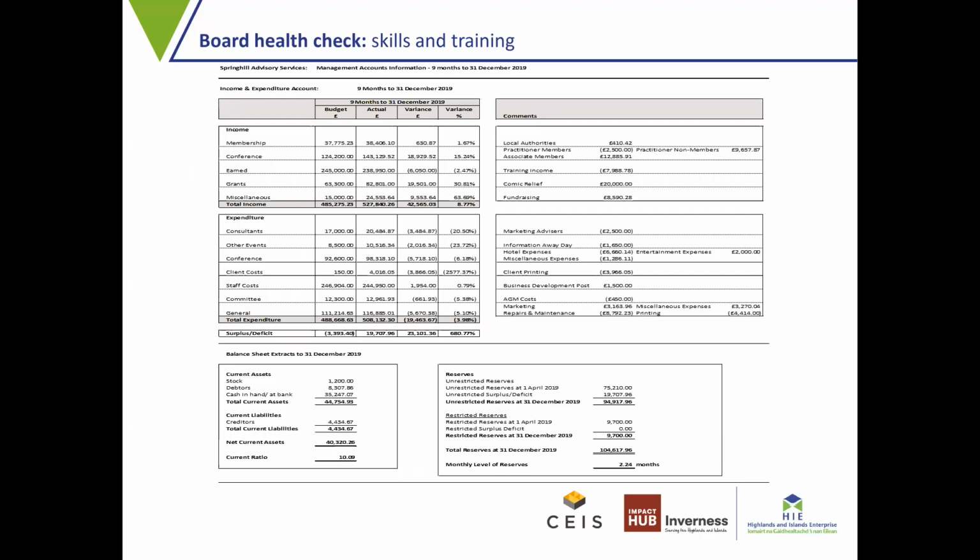So now we're going to have a look at management accounts. The management accounts example we're going to look at is one which compares the budget, what an organisation thinks is going to happen, to the actual, what actually happens for the period. This is the one-page handout headed Spring Hill Advisory Services Management Accounts Information 9 months to 31st of December 2019. The example covers a budget and actual comparison for a 9-month period for an organisation called Spring Hill Advisory Services and shows a variance from budget and a percentage variance.